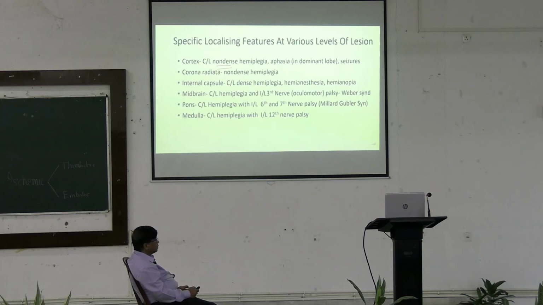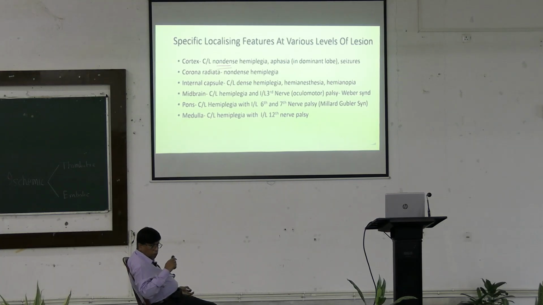Now, specific localization features. After you have got a case of hemiplegia, you will have to localize where the lesion is, in which part of the pyramidal tract. I described that the pyramidal tract starts from the cortical cells and ends in the spinal cord level before the anterior horn cells. You will have to determine the level of the lesion. So, if the lesion is in the cortex, we call it a non-dense hemiplegia.